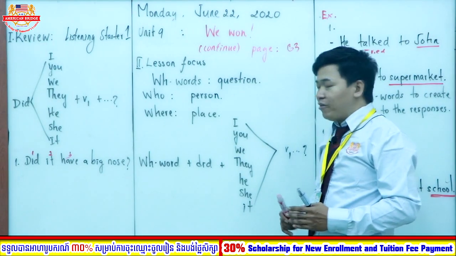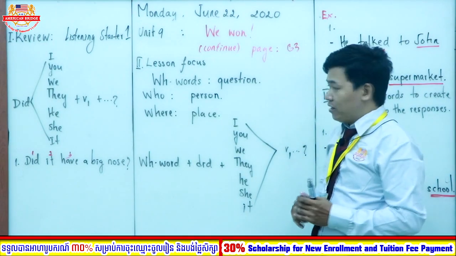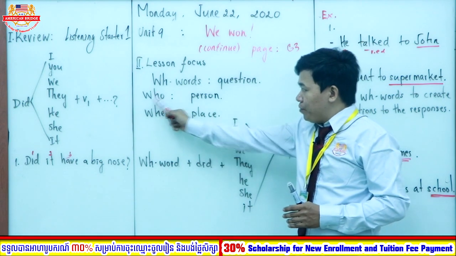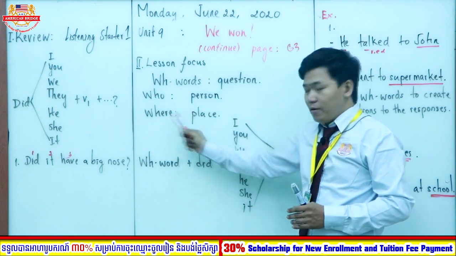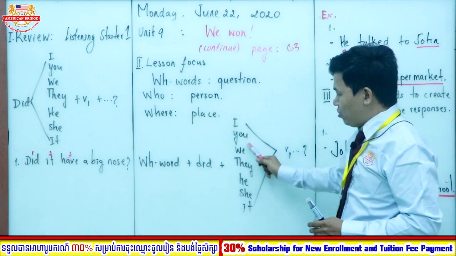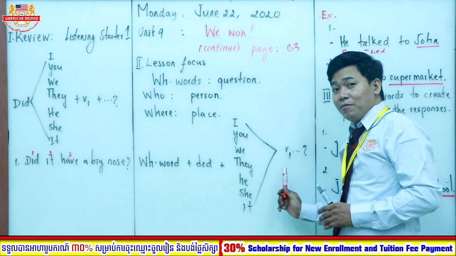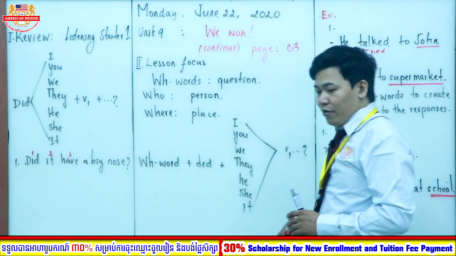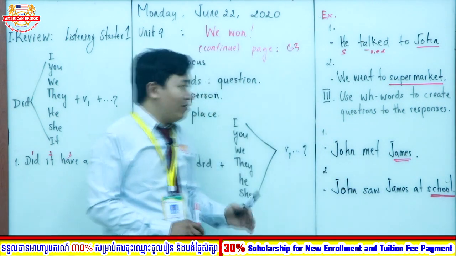Okay, so read together before we come to our exercise practice. Who, person; where, place. WH word plus did plus subject pronoun I, you, we, they, he, she, it plus verb 1, right? So we are going to learn and clarify together with the example.